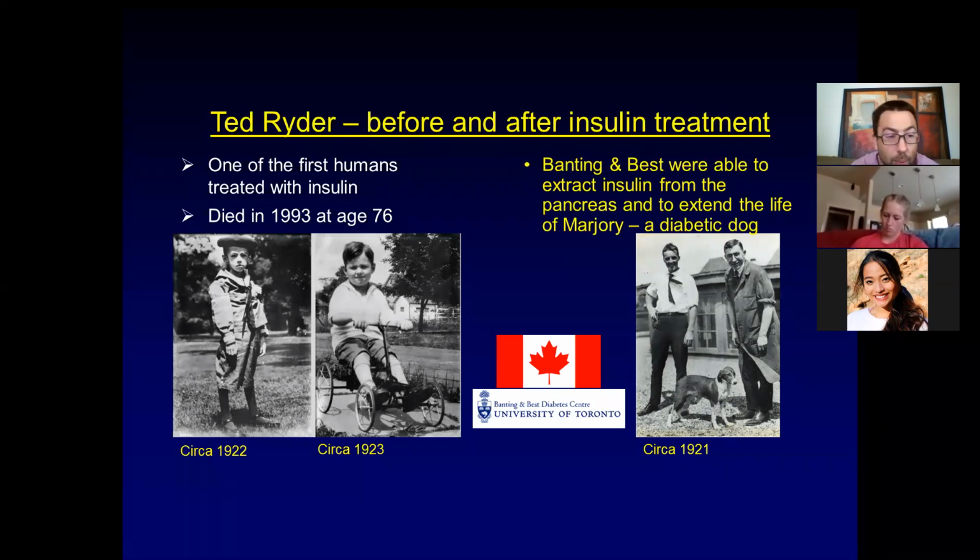And so what happened was Ted was the first person to receive insulin. The guys that you see on the right there with this dog, the dog's name was Marjorie. That was her name. But these are some gentlemen named Banting and Best, and they extracted insulin, okay, from this dog, and they gave the insulin to Ted.